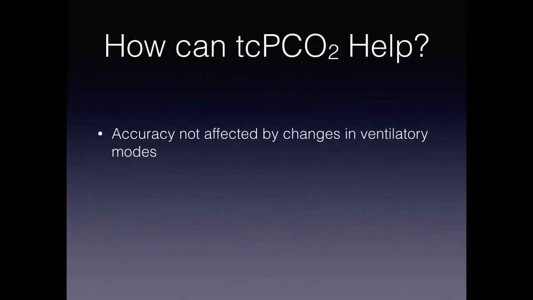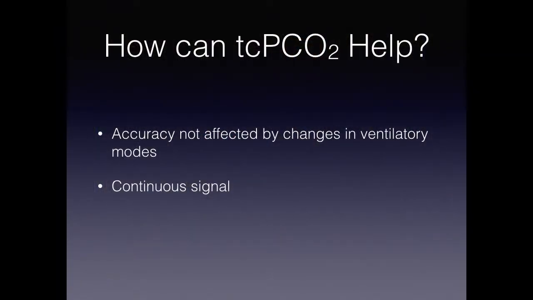Okay, so how does transcutaneous CO2 help in these settings? The first thing is that the accuracy isn't affected by changes in ventilatory modes. I can switch somebody from pressure control to volume control, I can put them on APRV, any sort of modes like that, and the transcutaneous doesn't really care because it's not looking for that alveolar sample. It's a continuous signal, as opposed to end tidal, which only exists whenever I get a breath. I have the transcutaneous signal all the time.